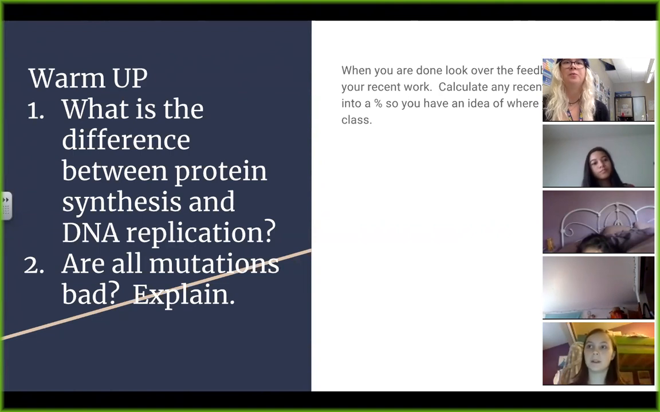So Jordan says no. I'm sure a few other people think no, but why? Why are they not all bad? The X-Men mutations are not bad. Okay, well, possibly. We could maybe all agree with that.